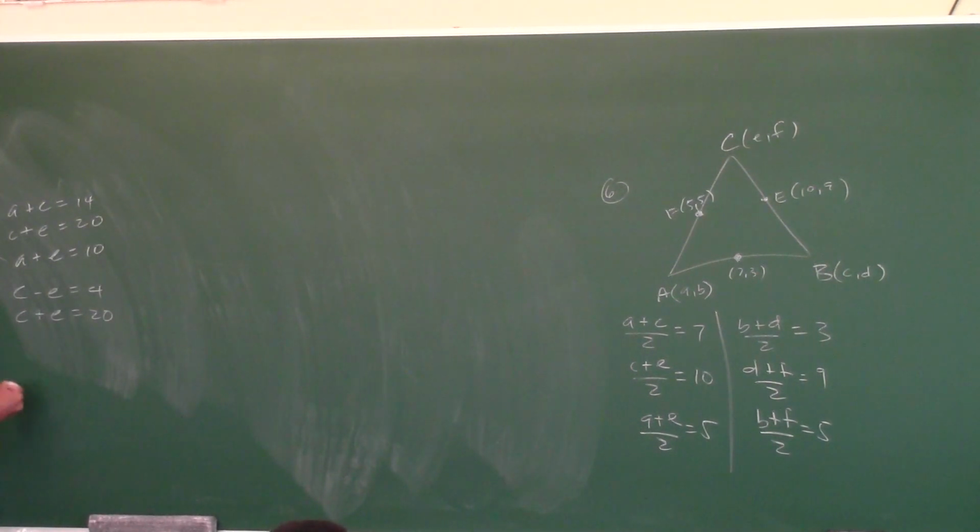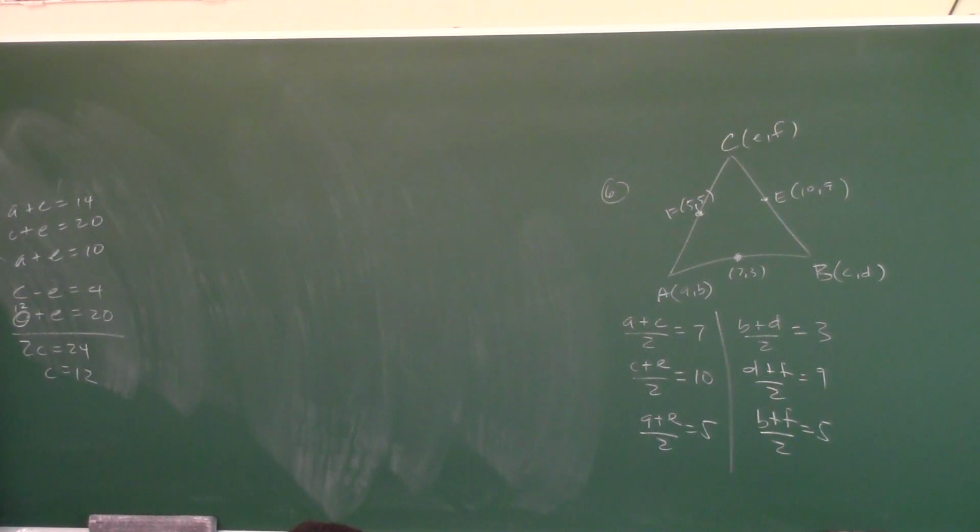And now what? You can either add or subtract. Pick one. No, it doesn't matter. Okay, let's add: 2C equals 24. C equals 12. Once I get C equals 12, where do I go? Plug it into one of these, pick one. You guys are always picking the wrong one. Pick one, top or bottom. Nah, it doesn't matter.